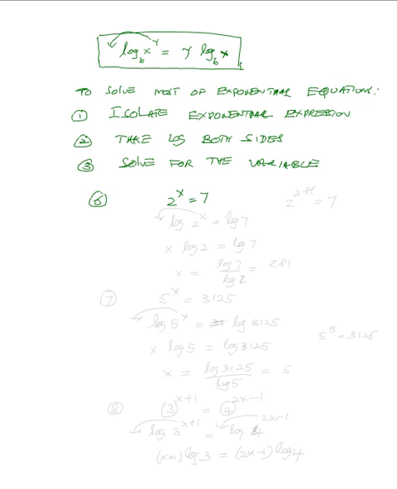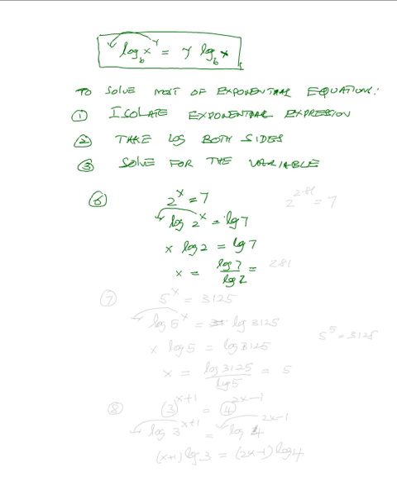Now, this already is a situation where we have isolated the exponential expression, which is 2 to the x. Now, according to the steps we have suggested, take log both sides. So, if we take log both sides, we have log of 2 to the x equals log of 7. Now, as we said before, the exponent can come up front. So, in other words, we'll have x times log of 2 equals log of 7. So, x must be equal to log of 7 over log of 2. Now, to find this answer, you could use your calculator.